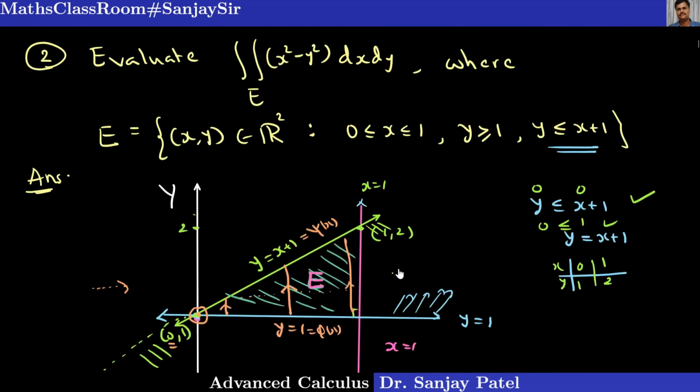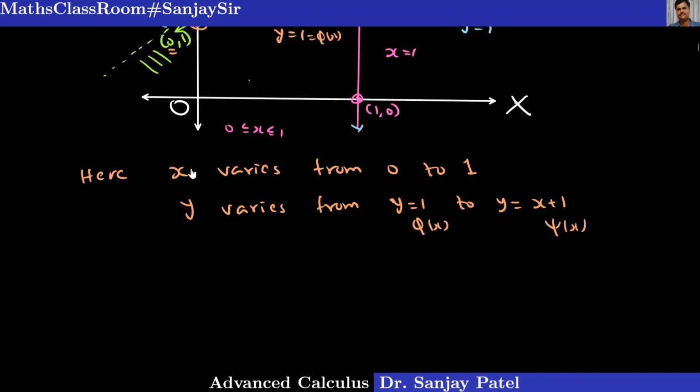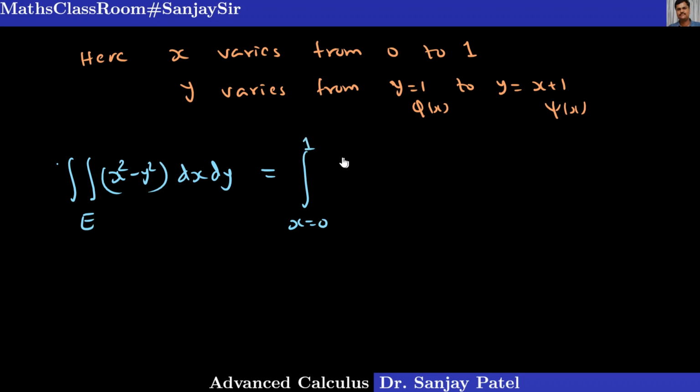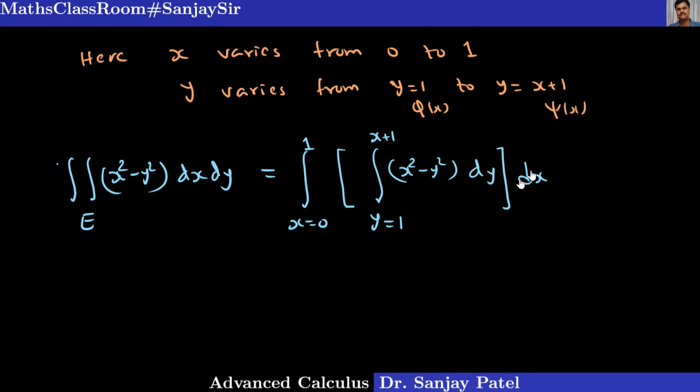Therefore, the double integral of x square minus y square over the region E can be written as: double integral over E of (x square minus y square) dx dy is equal to the integral from x equal to 0 to 1, and y, not 0, it is 1, y varies from 1 to x plus 1, of f, that is x square minus y square, with respect to y first and then with respect to x. So we are using this repeated integral.